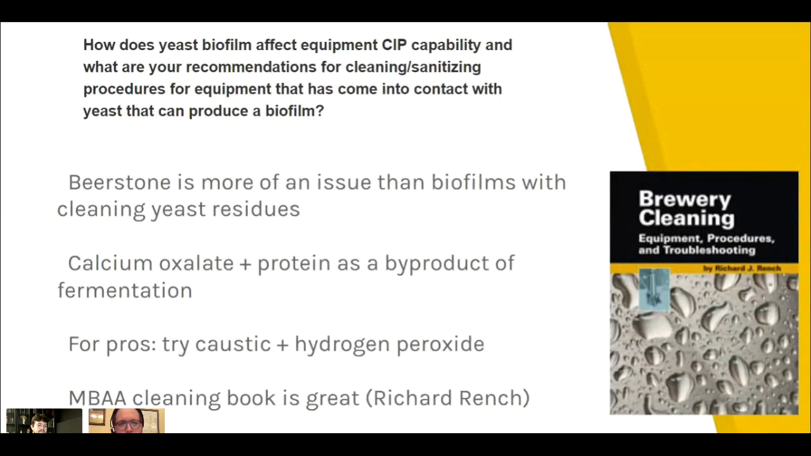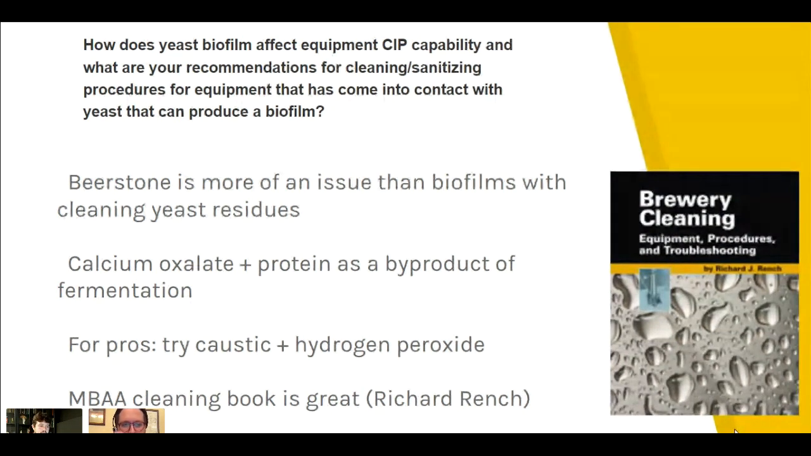How does yeast biofilm affect equipment's CIP capability, and what are your recommendations for cleaning and sanitizing procedures for equipment that has come into contact with yeast that can produce a biofilm? I wanted to say, beer stone is more of an issue than biofilms when it comes to cleaning yeast residues. Even for the yeast that make films, like Brett will make a pellicle, that's typically pretty easy to get rid of. One thing that's not easy to get rid of is beer stone.